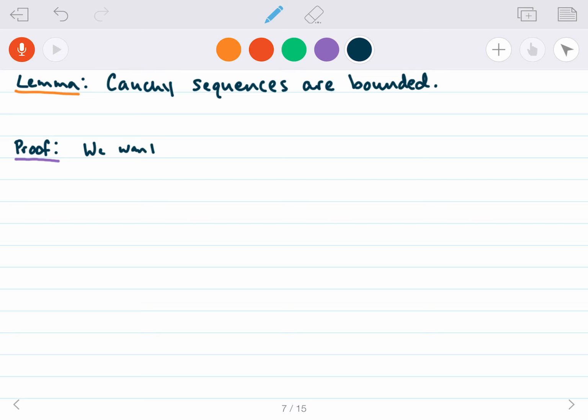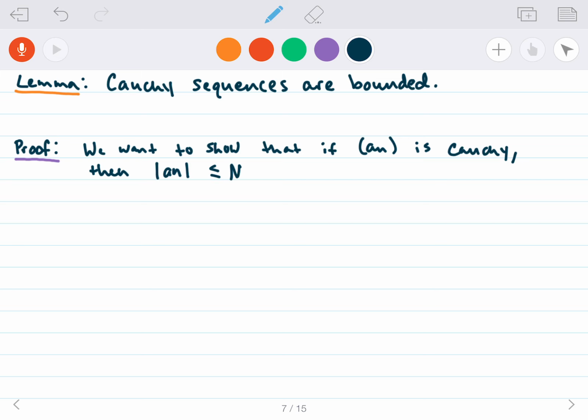We want to show that if a sub n is Cauchy, then the absolute value of a sub n is going to be less than or equal to some M. Alright, so that's what we're trying to show, that Cauchy implies bounded.